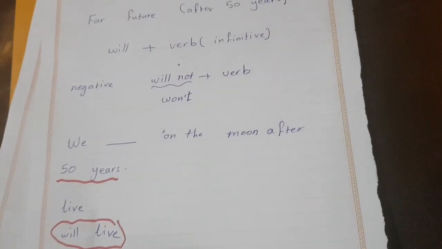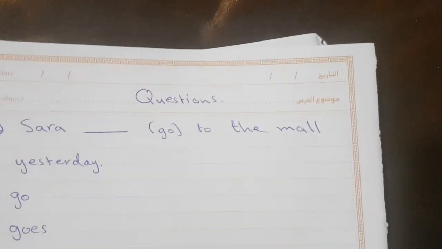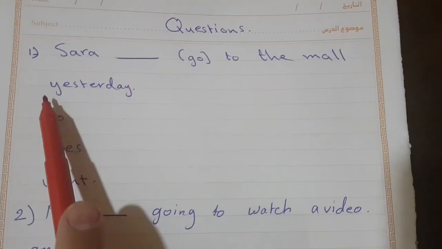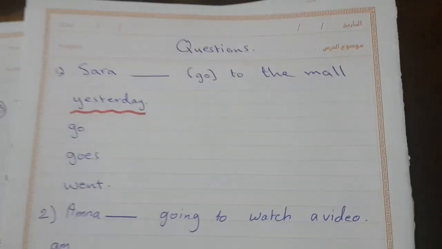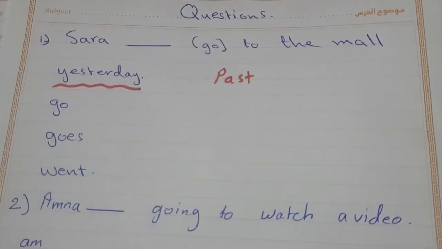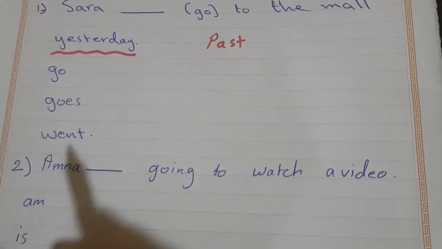Now, in this way, we have finished all the grammars. I have some questions here to check your understanding. Circle the correct answer. Read with me. Sarah, go to the mall yesterday. What is the key? Yesterday. It means it is past. What is the past? Go, goes, or went. What is the correct answer?